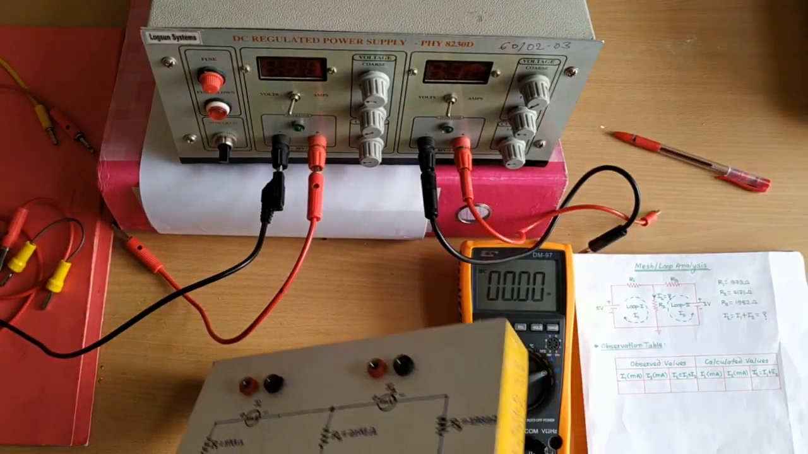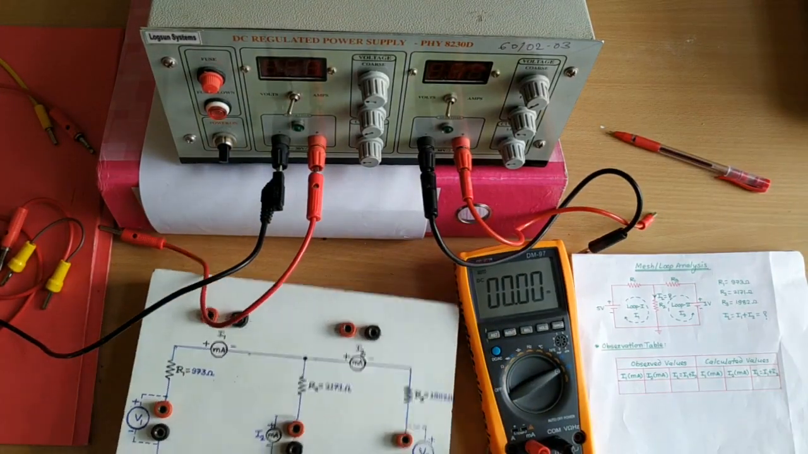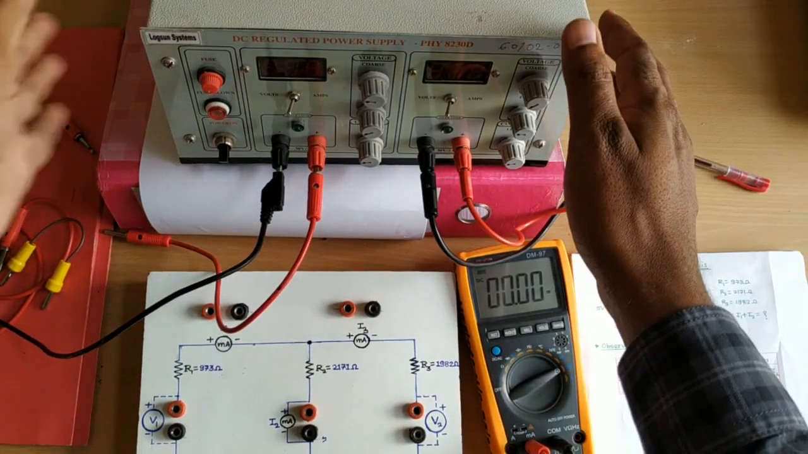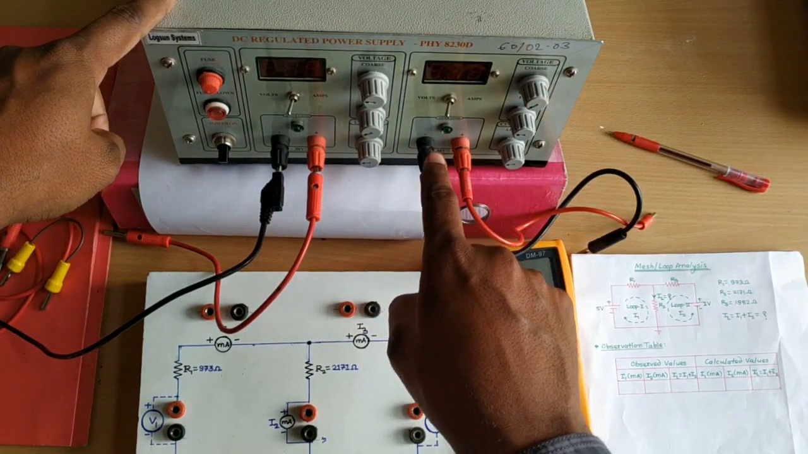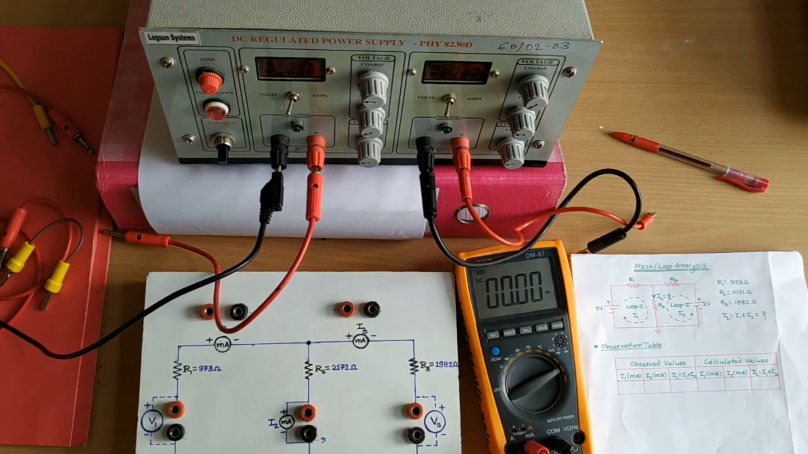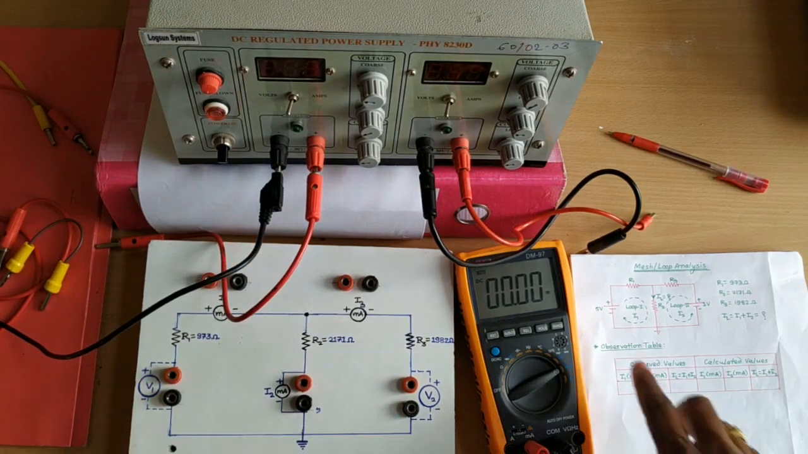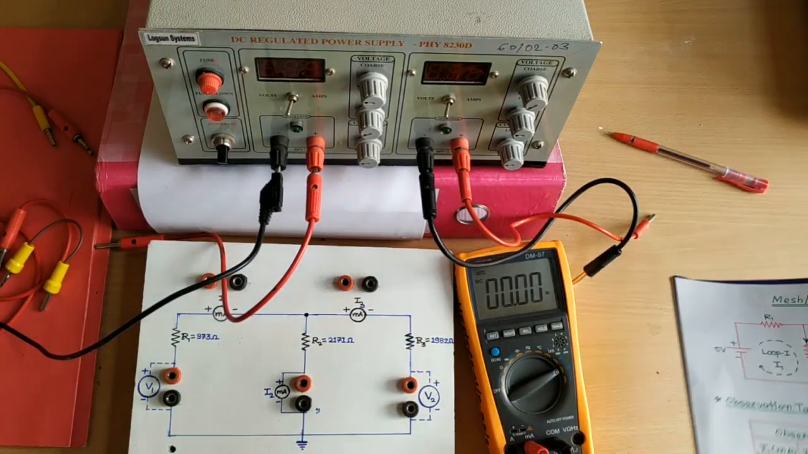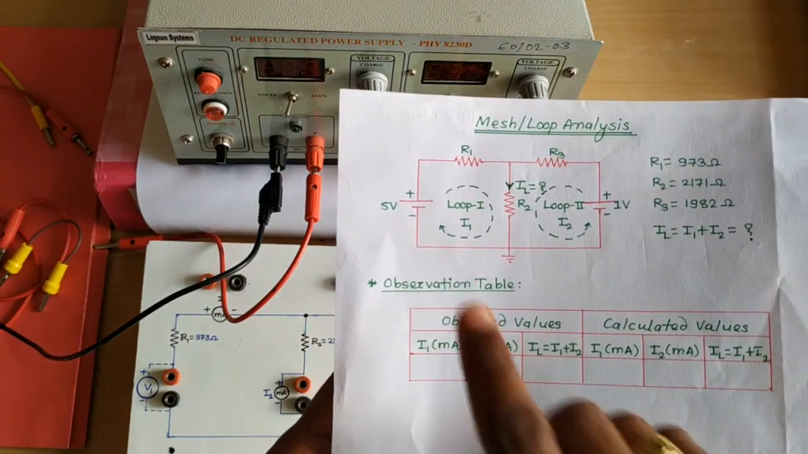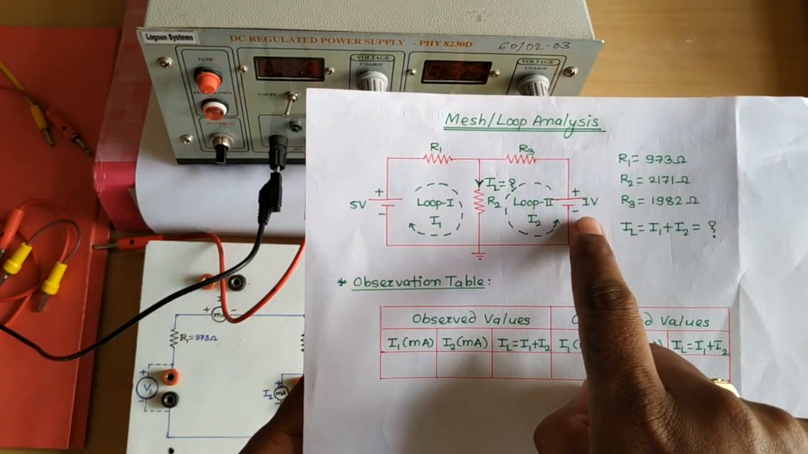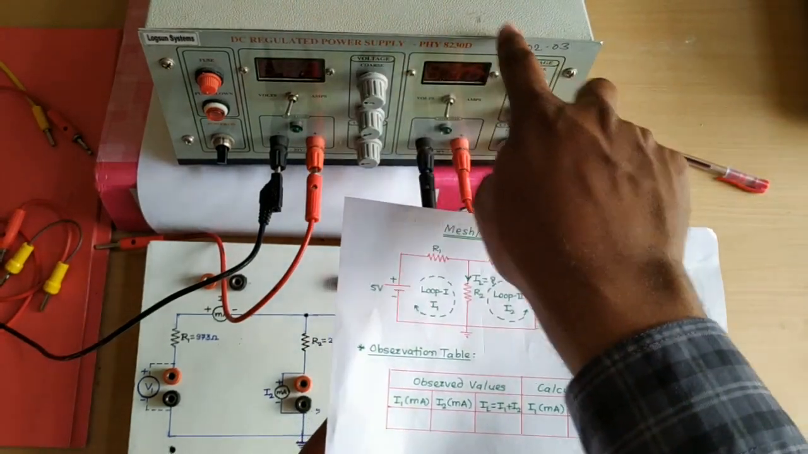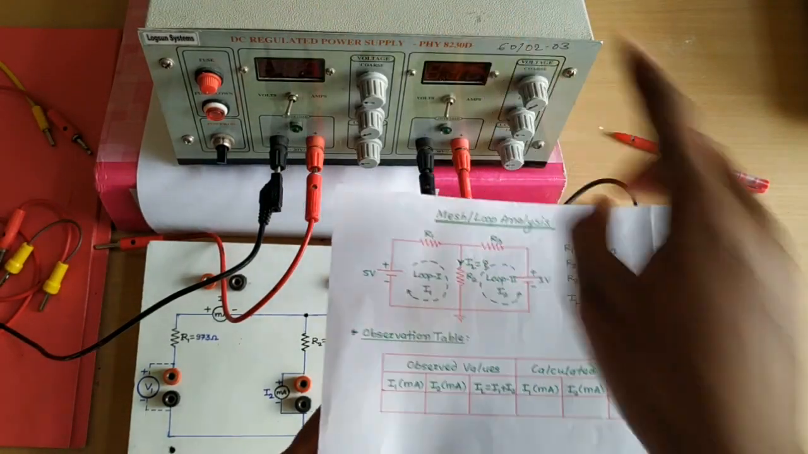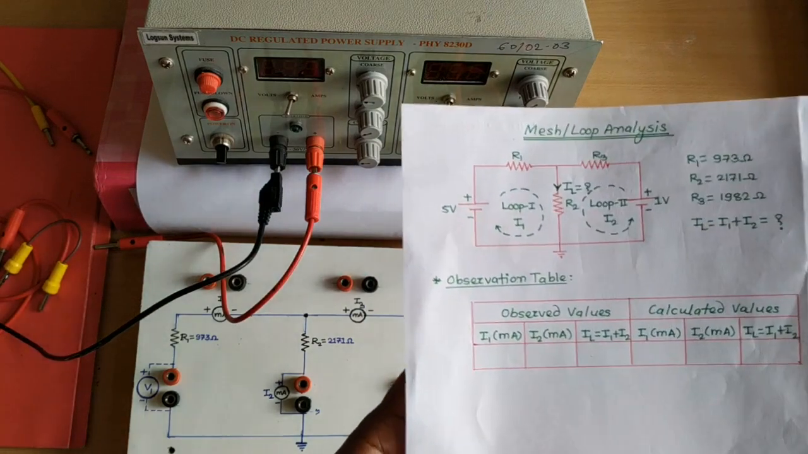For this experiment we are using this DC regulated power supply. This is a dual channel power supply, so at a time we can use two different voltages. If you look at the circuit, we have two different voltages, 5 volt and 1 volt. We apply those voltages by using these two channels, channel 1 and channel 2. So let us start the experiment.